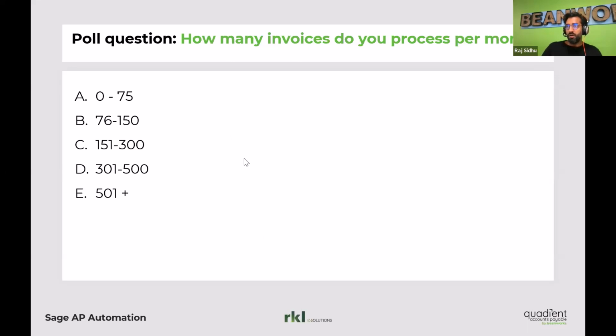Yeah, so obviously this is a spitball number. We're seeing a lot of 75 to 150, 150 to 300, 300 to 500, and then some of 500 plus. So a good mix range. And typically what we find is when teams get up to the 300 to 500 range plus, that's generally one full-time AP person's workload for the week.